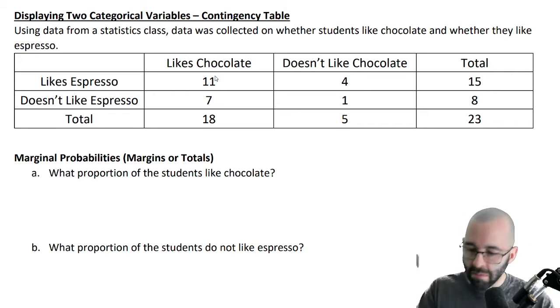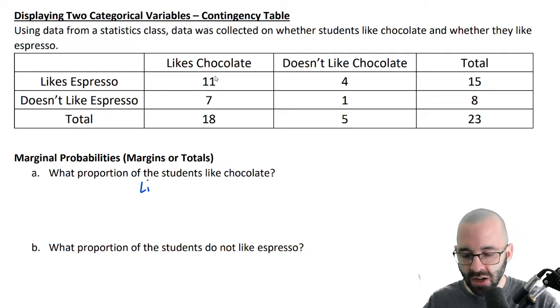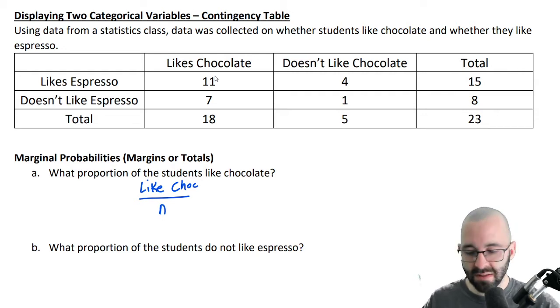Let's start by talking about marginal probabilities. Marginal, because it uses the numbers in the margins, is one way to remember it. There's a lot of other things we could say about that, but exciting stuff for another day. What proportion of the students like chocolate? It's asking for a proportion. So that's going to be how many like chocolate over how many students there are, N, if you will, the sample size. We just have to figure out each of these things.